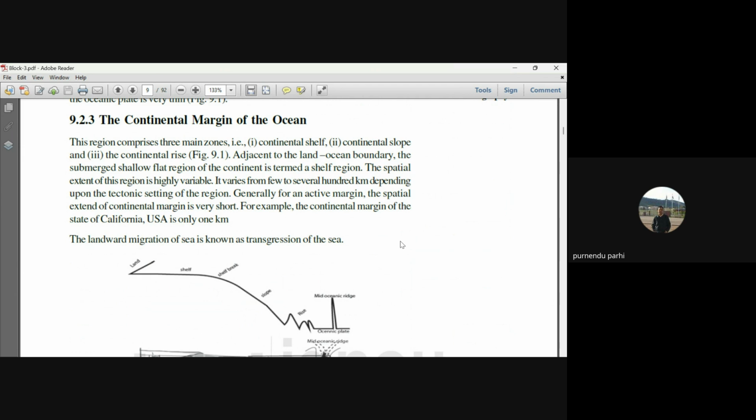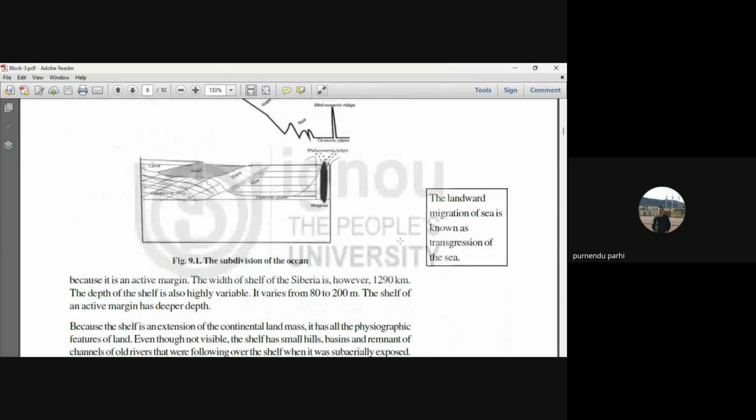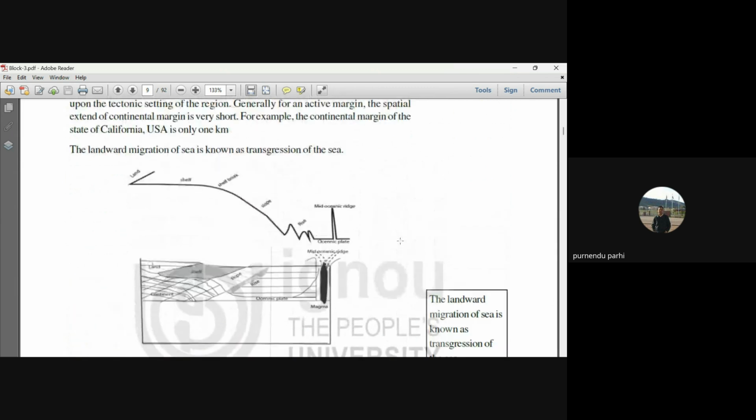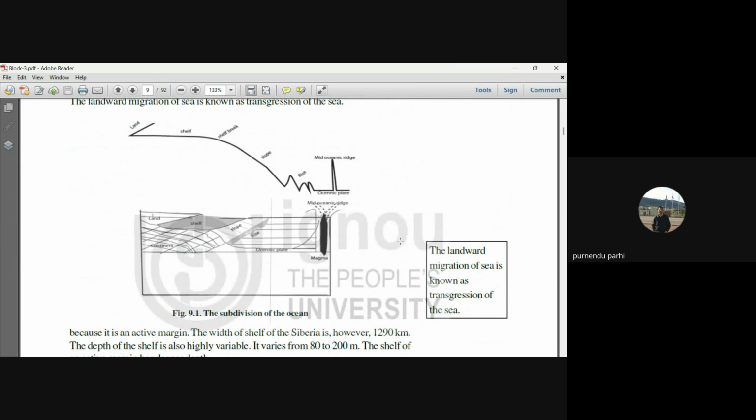Generally, for an active margin, the spatial extent of the continental shelf is very short. For example, the continental shelf of the state of California, USA is only 1 kilometer. The subdivision of the ocean is shown by this figure here: land, shelf break, then slope, then rise, then the mid-oceanic ridge, how it has been formed.